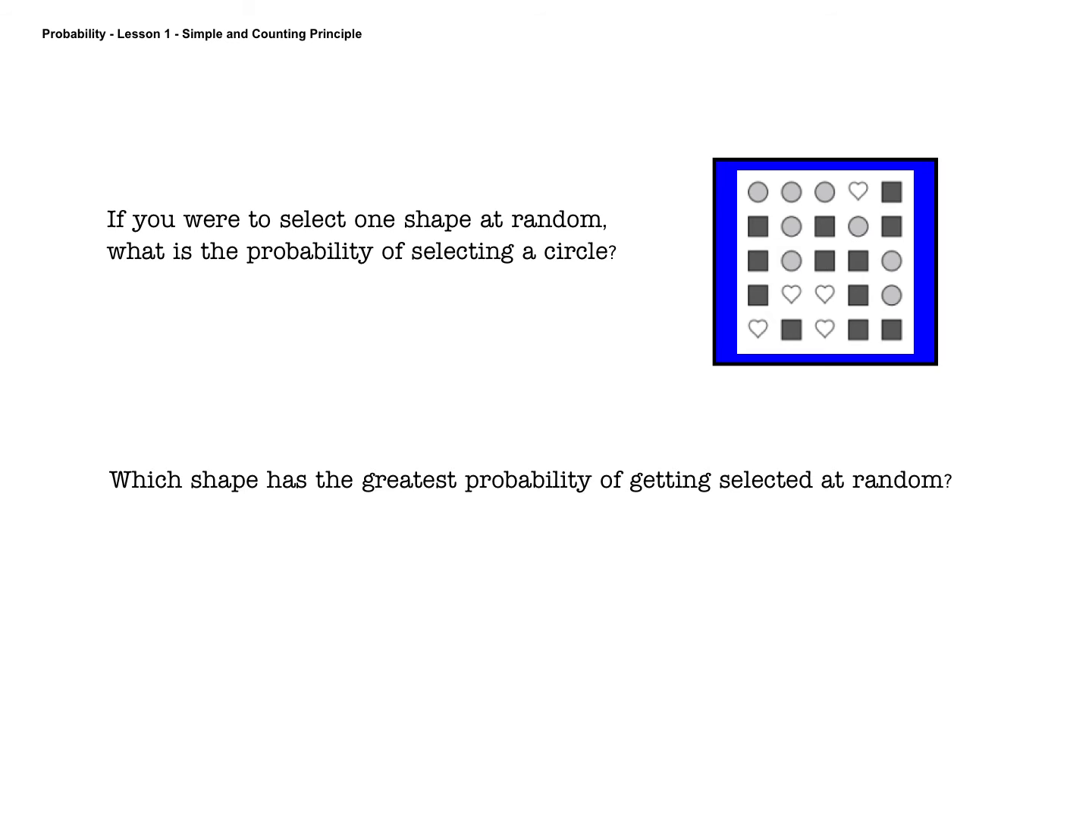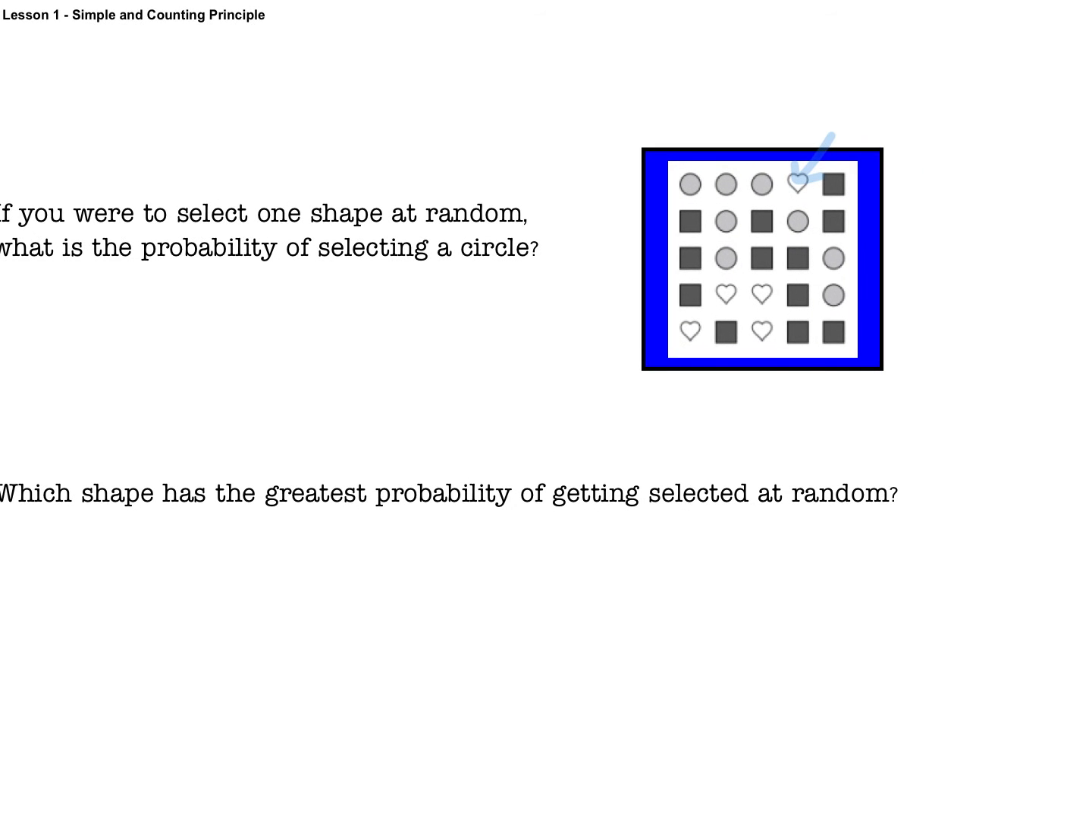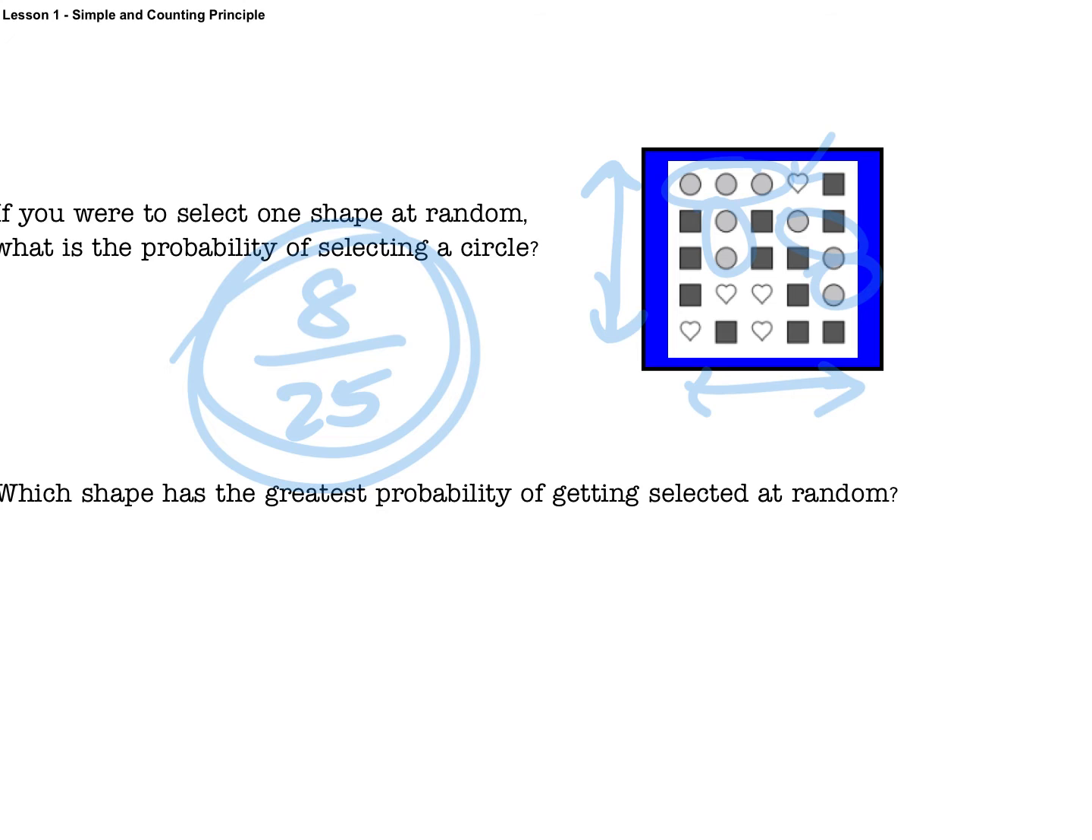If you were to select one shape at random, okay, I pick that one. What was the probability of selecting a circle? Well, there were 3, 4, 5, 6, 7, 8 circles. 8 out of how many things are there? Well, there's 5 this way by 5 that way. Makes a total of 25 things, 8 out of 25. That was your probability of selecting a circle. I picked the heart, but I knew what was coming, so I was cheating.